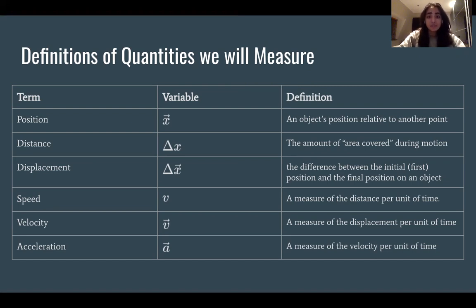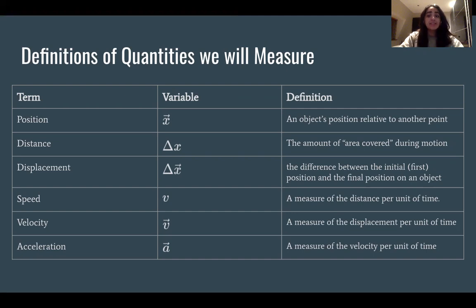And then we have distance, which is the amount of area actually covered by the motion. That means if you travel 2 meters forward and then 2 meters back, the distance that you travel is 4, because it's the total area that you covered. The displacement is the difference between the initial and final position. So if you move 2 meters forward and move 2 meters back, your displacement is actually 0, because there was no change in your position by the time you ended.